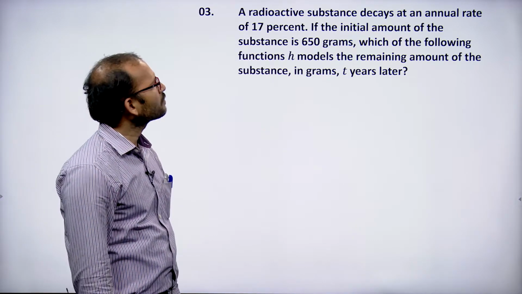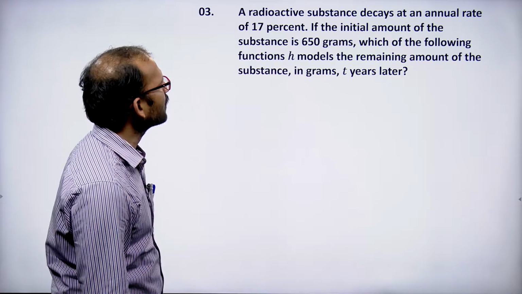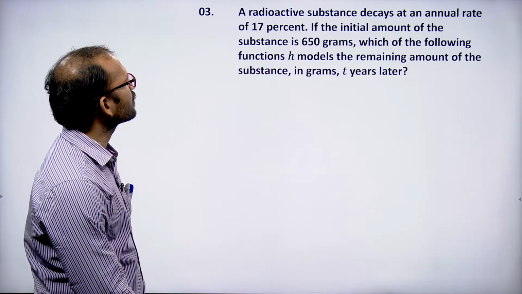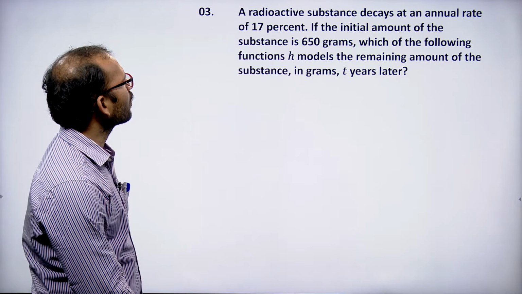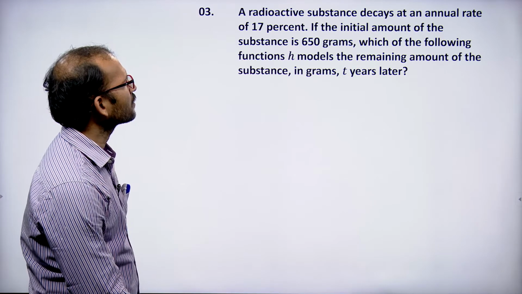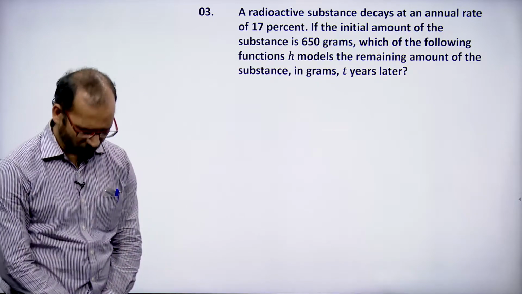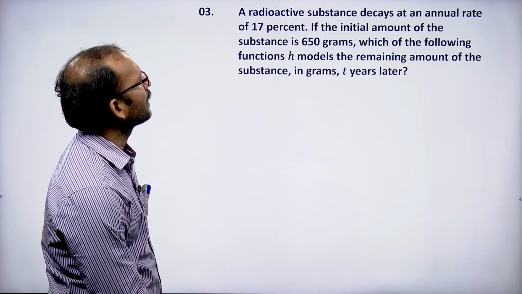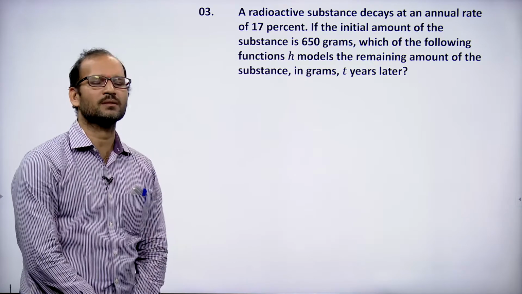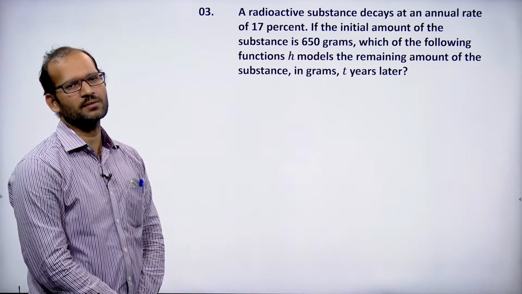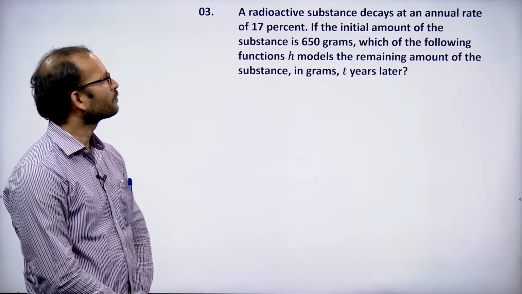A radioactive substance decays at an annual rate of 17%. If the initial amount of the substance is 650 grams, which of the following functions H models the remaining amount of the substance in grams T years later? See here, a radioactive substance decays at an annual rate of 17%. So every year 17% decays, reducing the radioactive particles.